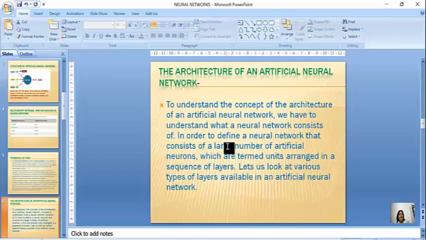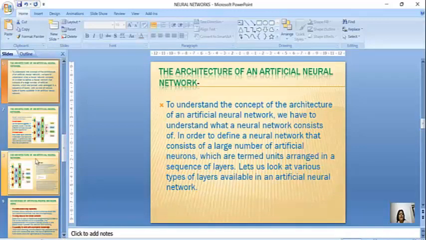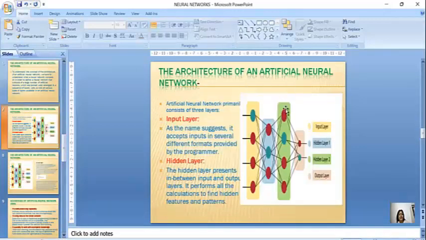Now, in order to define a neural network, which consists of a large number of artificial neurons, it is termed as units arranged in a sequence of layers. Now, let us take an example of the layers that I will discuss elaborately, children. Don't worry. Now, this is the structure of the artificial neural network.